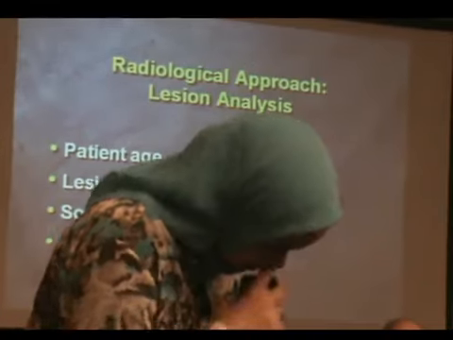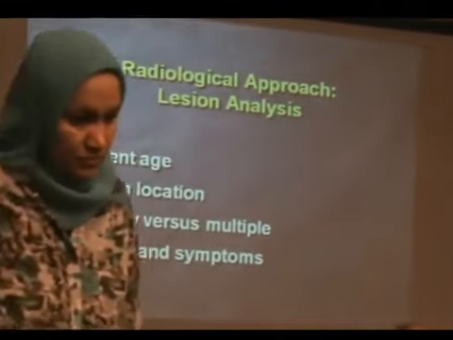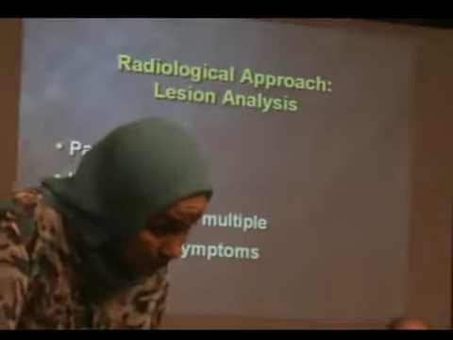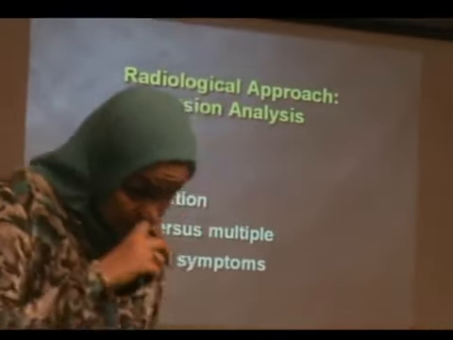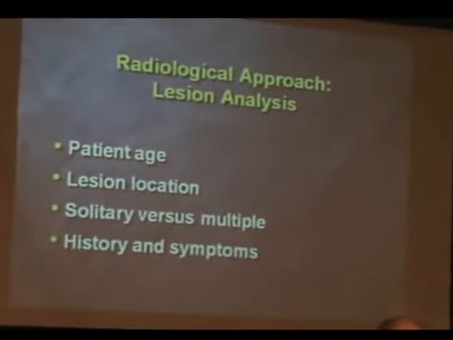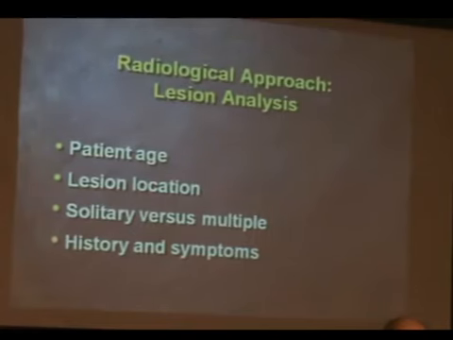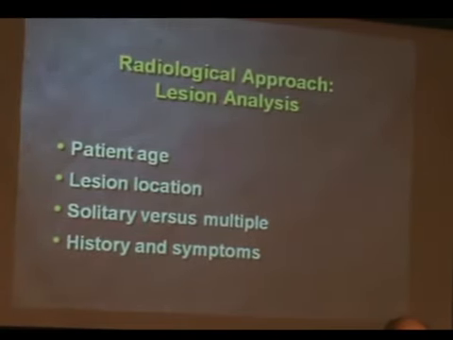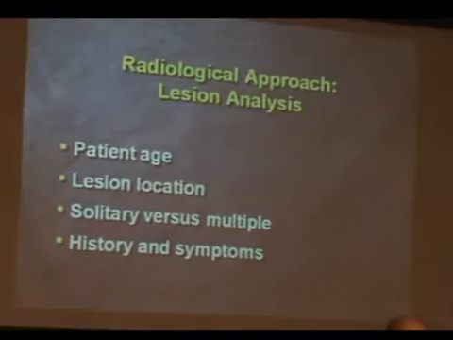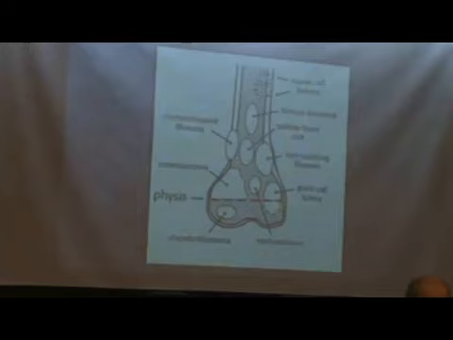So when we see a lesion, there are a number of things we look at immediately, including the patient's age, the location of the lesion, and whether the lesion is solitary or multiple. That will also change our differential, as do history and symptoms if they are available. In most of our cases, unfortunately, we don't get very good history, with the exception of referrals from orthopedic oncologists.